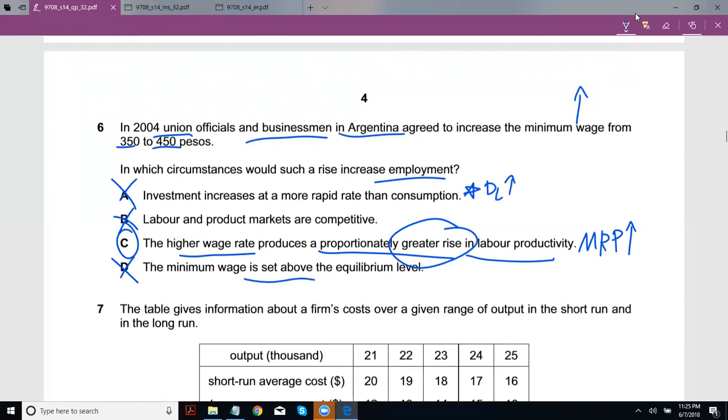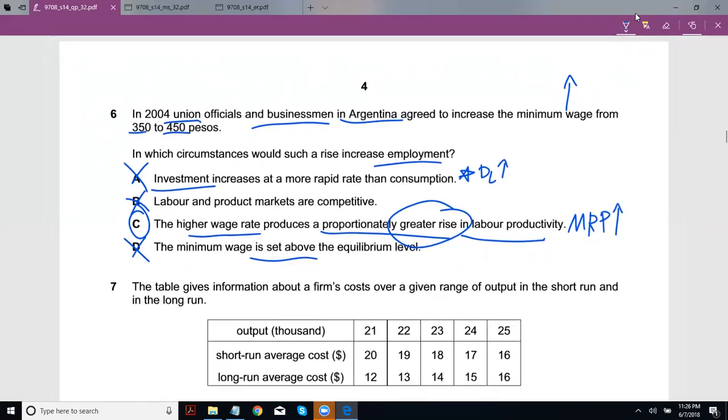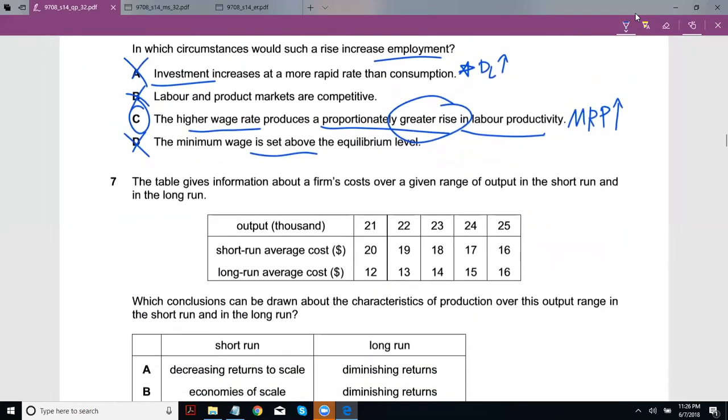The reason we can cross out A is because there's no direct link here. I could say that maybe if investment increases, then maybe there's greater demand for labor. There's a lot of maybes there. C is your more definitive answer. It has a more direct link with the question.